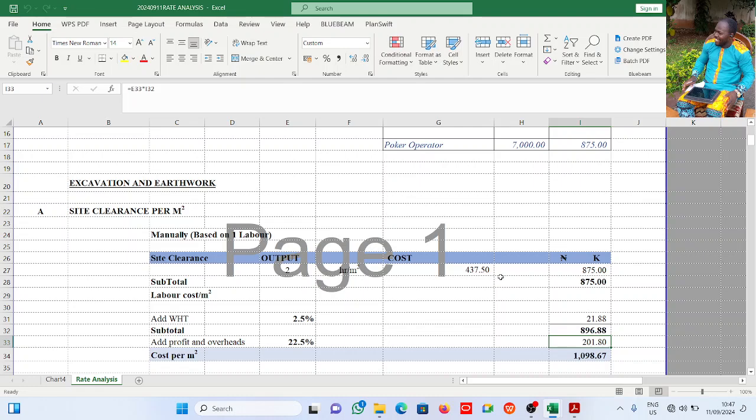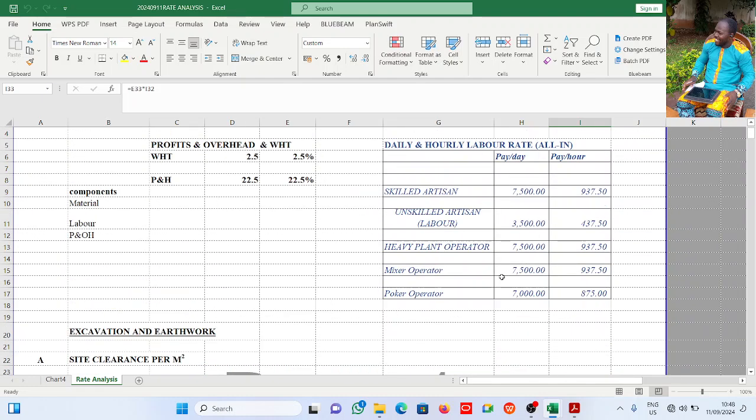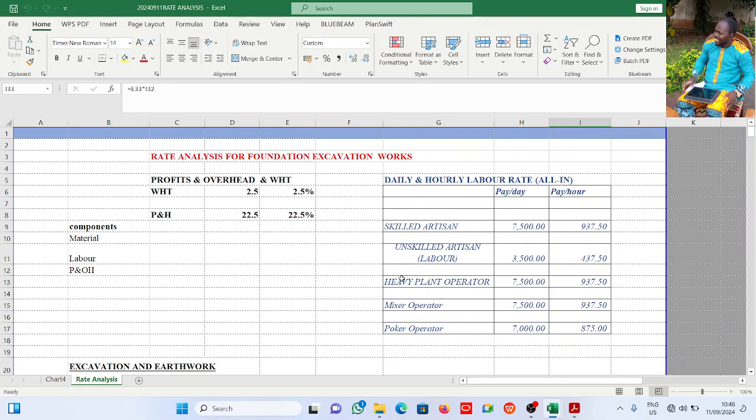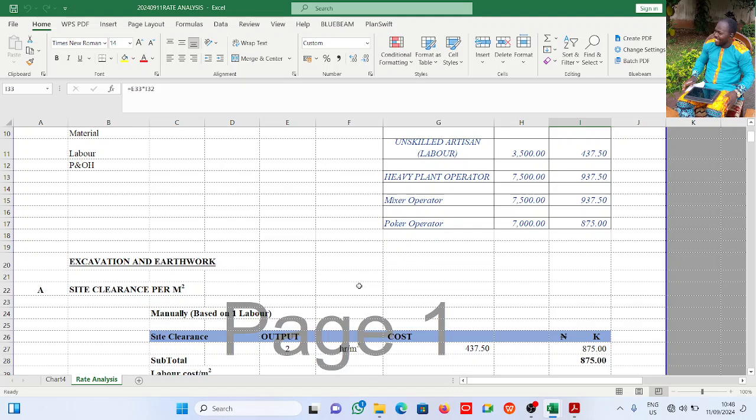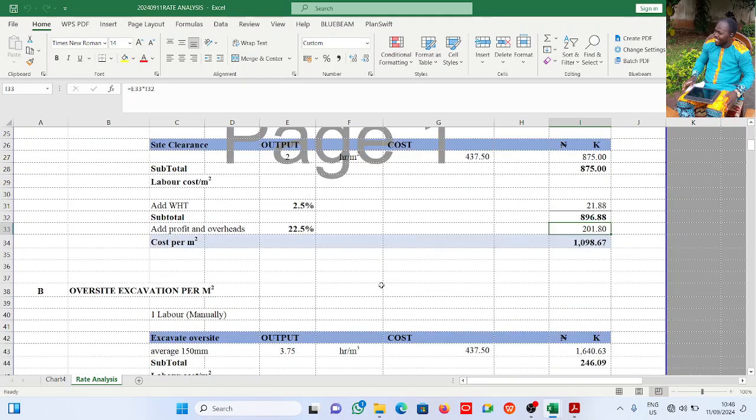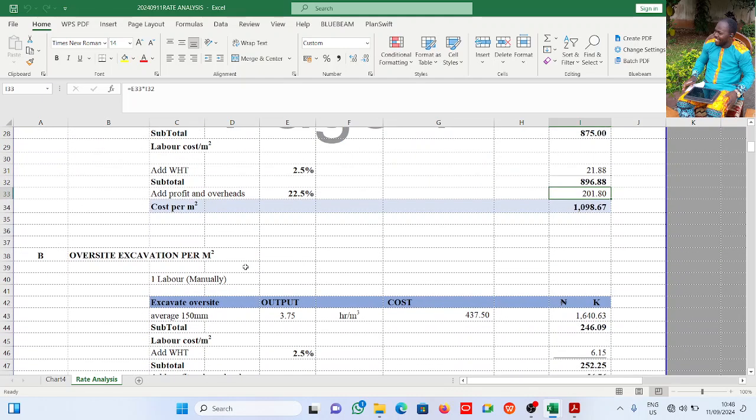22.5%. Also, another thing is labor rates may vary from location to location. So please, this is a guide. If you're using it, you have to input what is applicable in your location. I am in Lagos. Okay, thank you. So we go straight to the next one, which is oversite excavation.